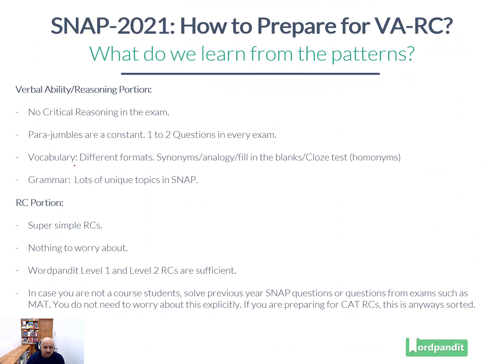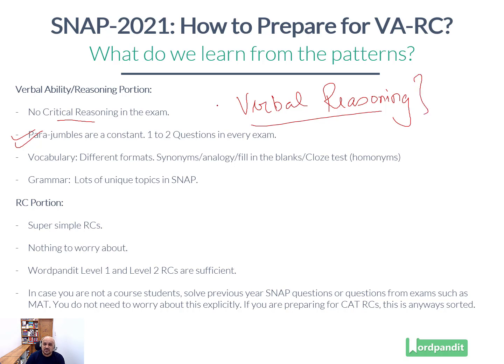Now, if I go for an overall analysis of the exam, the verbal reasoning portion, there is no critical reasoning, para summary, para completion. Para jumbles are there, but there is verbal reasoning, right? So verbal reasoning includes questions that we talked about in the SNAP 2020 pattern: statements, conclusion, courses of action, cause and effect reasoning, things such as that. So these are called verbal reasoning topics. So verbal reasoning and parajumbles are the 2 constants in the exam.